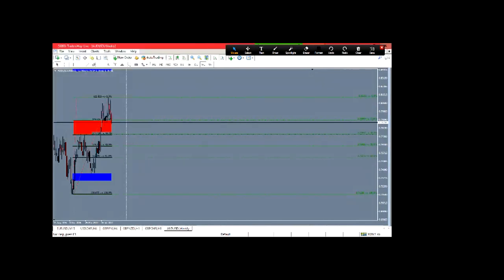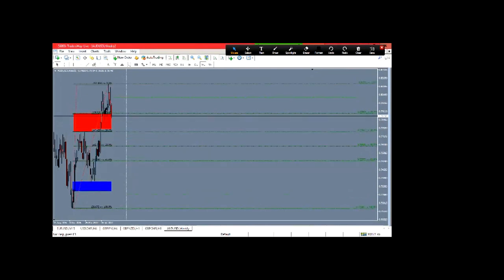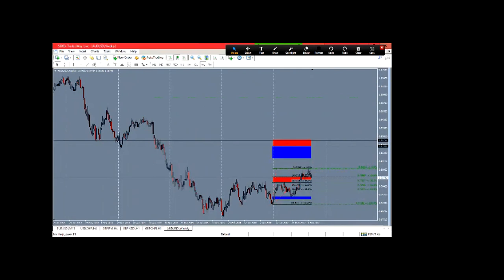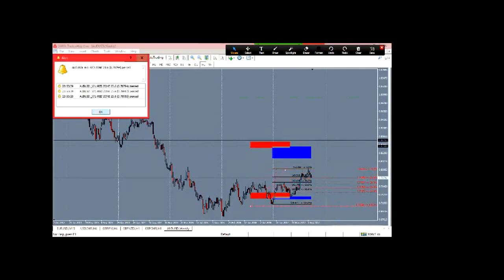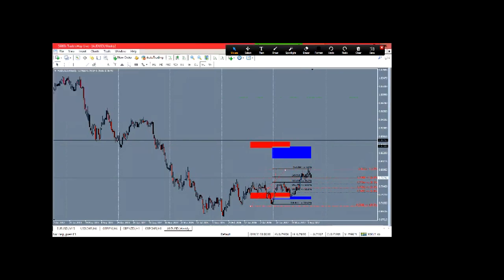Let's go to the, oh shit, that was loud as hell. That was super loud. Okay, so it's telling me that my take profit is right in this zone. Every time I move it, I get this alert. Let me just turn the volume down. All right, there we go.